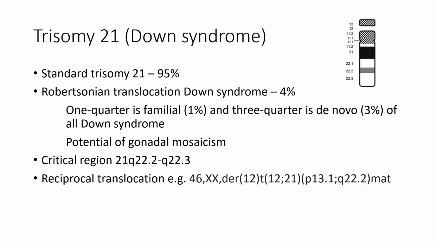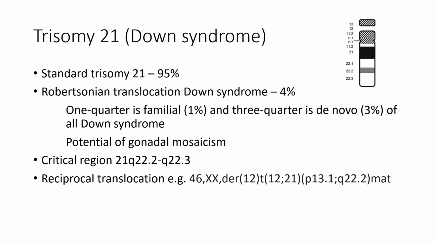95% of cases of Down syndrome will have a karyotype with 47 chromosomes and three copies of free chromosome 21. In about 4% of the cases, the Down syndrome will be the result of a Robertsonian translocation. One quarter of these cases of Robertsonian translocation associated with Down syndrome is familial, and three quarters is what is called de novo, which means that the parents will have a normal karyotype.